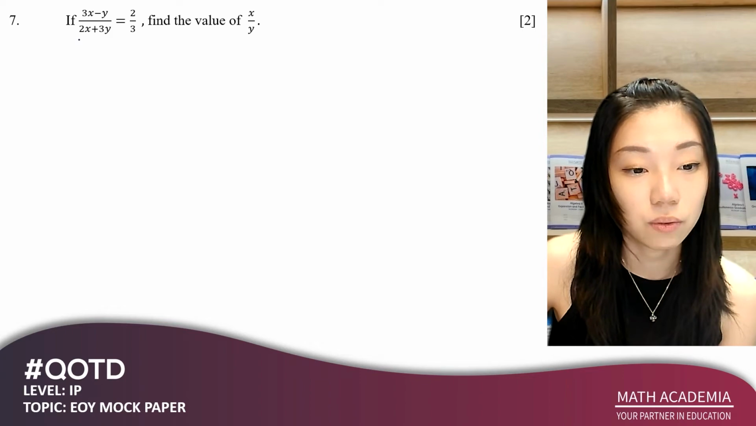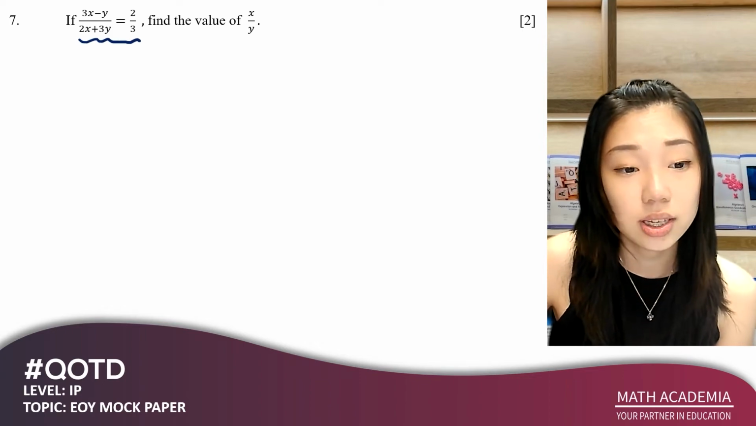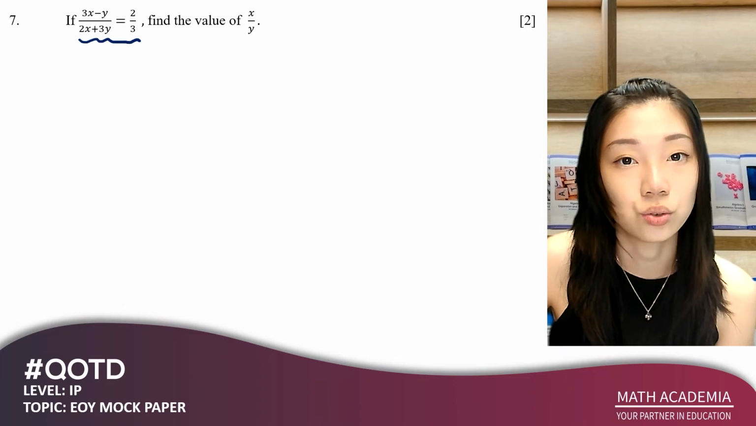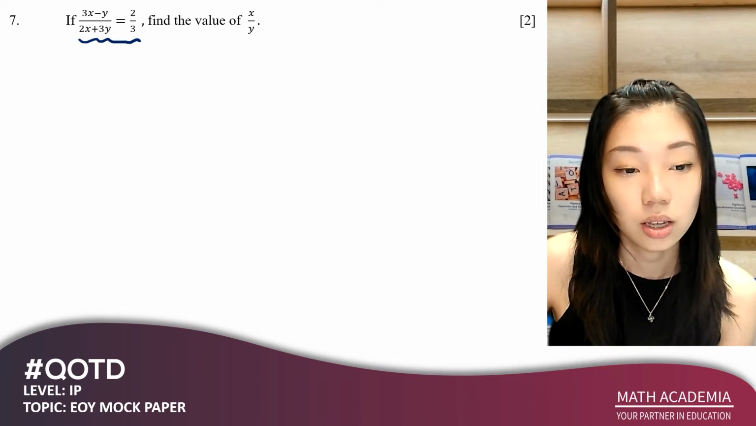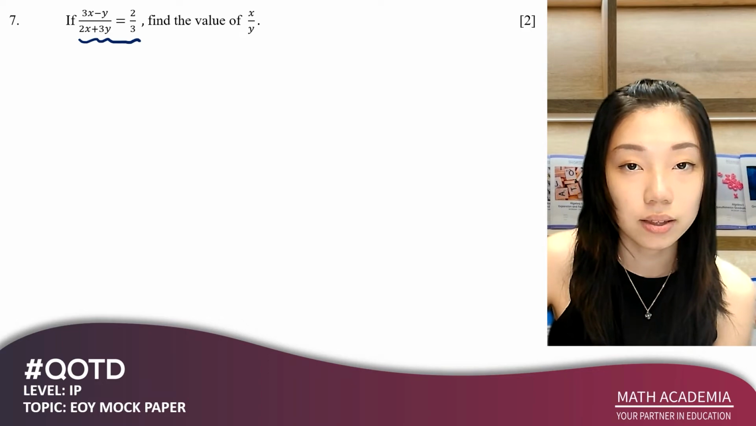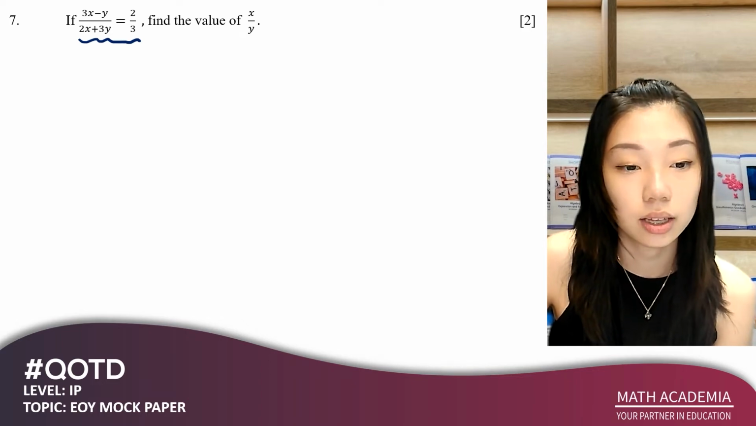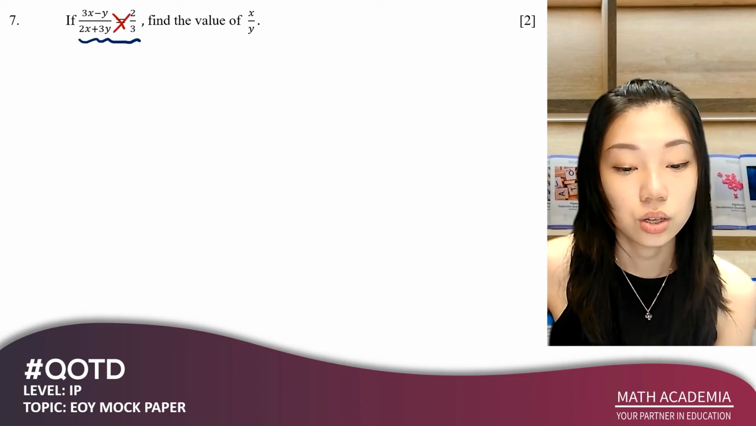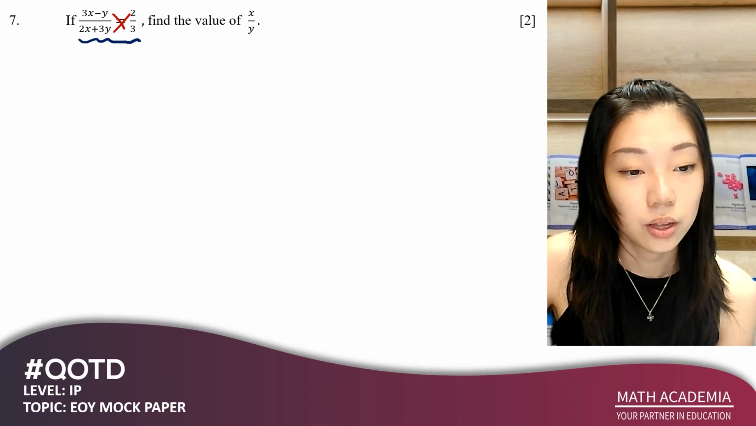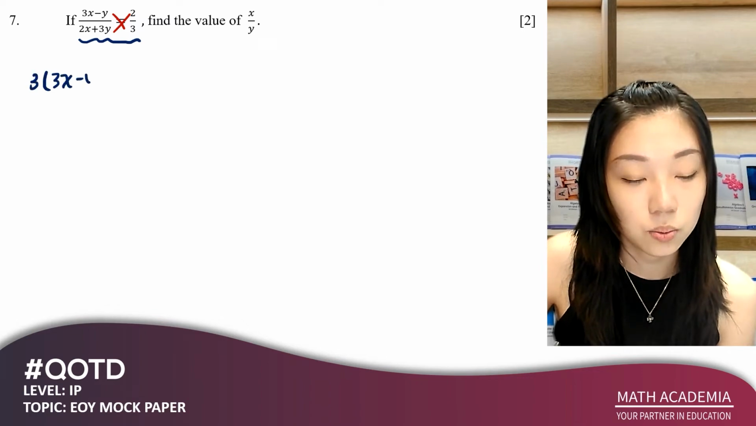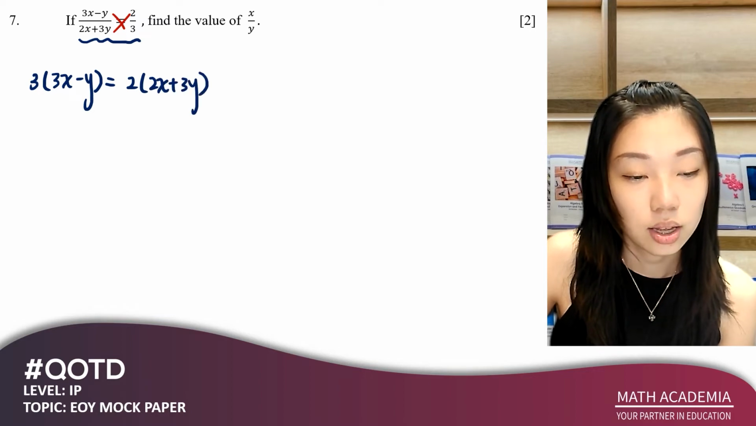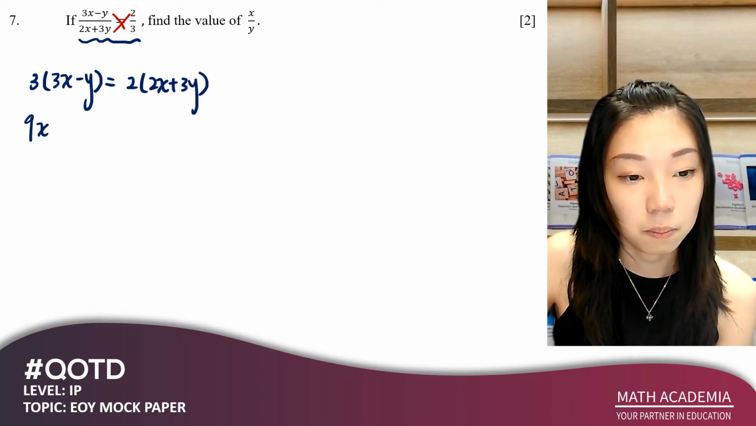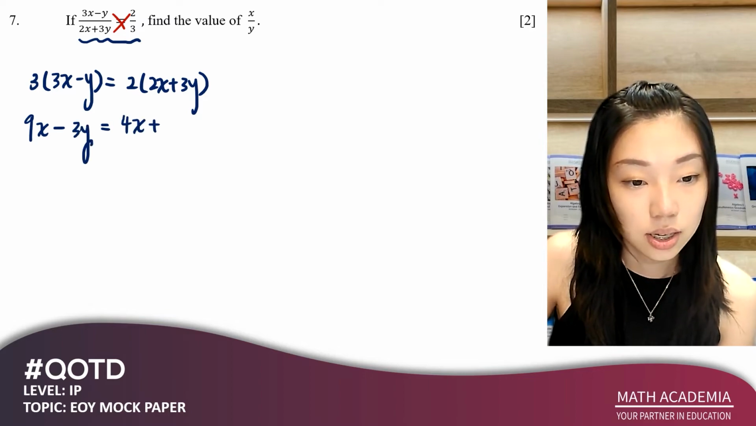Okay, let's work with our first fraction first. Let's simplify this so that it's easier for us to digest the information given. When I have two fractions on the left hand side and on the right hand side of my equal sign, the first thing I want to do is to cross multiply. So when I cross multiply, I would have 3 multiplied by (3x minus y) equals to 2 multiplied by (2x plus 3y). Okay, so this gives me 9x minus 3y equals to 4x plus 6y.